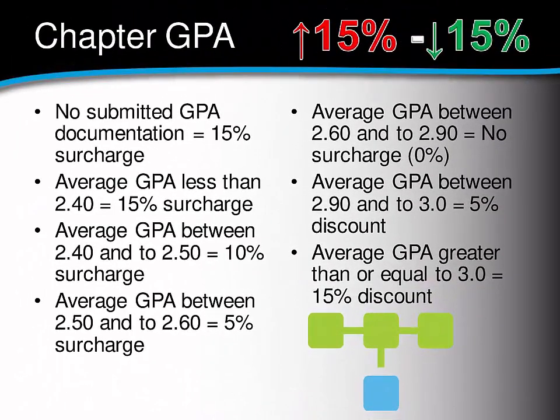Chapters that maintain a strong focus on academics have been shown to be less of a risk than chapters that do not. A scale of surcharges and discounts has been established to deter poor performance and reward strong academic performance, with surcharges of up to 15%, as well as discounts up to 15%.